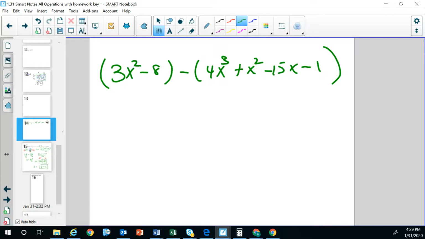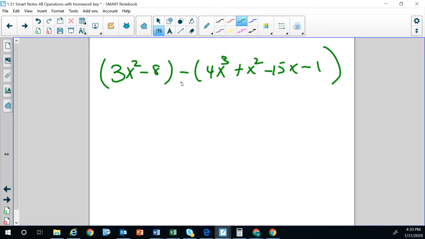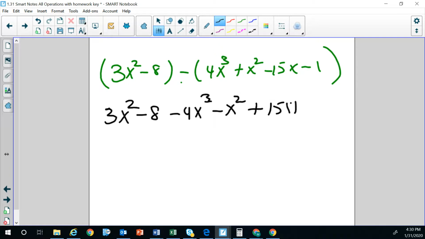Now, remember when we subtract, we change all the signs inside the parentheses. I recommend you do that before you start adding stuff. Remove the parentheses. Rewrite the expression without the parentheses. So let's do that. I'm going to get 3x squared minus 8x. Now, my next term is going to be negative 4x cubed. Remember, the minus sign changes everything. Then it's going to be negative x squared plus 15x. I'm sorry, x plus 1.